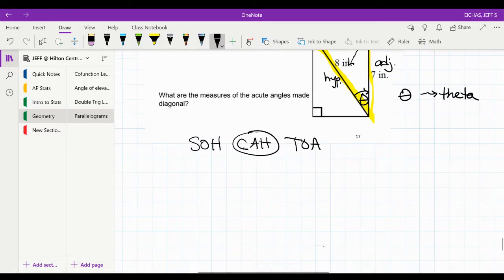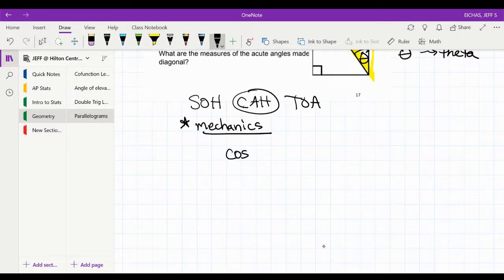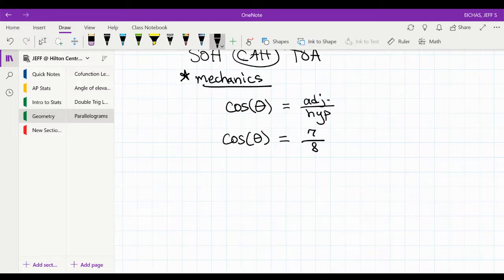So now the mechanics of it, that's something that is different for a lot of teachers. I like the mechanics to look like this. Okay, I pick the trig function, cos, then I put in the angle in parentheses. Now, cosine is the ratio of two sides. It is always going to tell us to go adjacent over hypotenuse. So I try to convert it. That's my first step in my mechanics. Now I still don't know theta, so I'm just going to leave that. I do know the adjacent side is 7 and the hypotenuse is 8. Now, a lot of teachers don't make you convert the decimal, so this is an optional step.